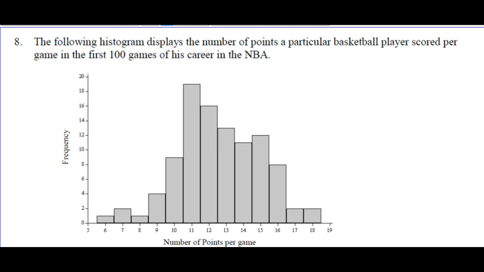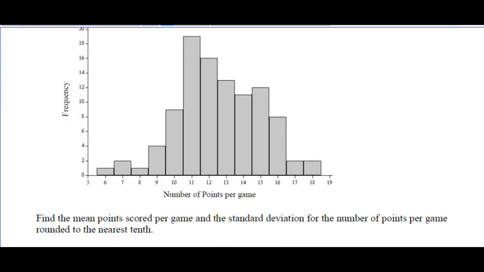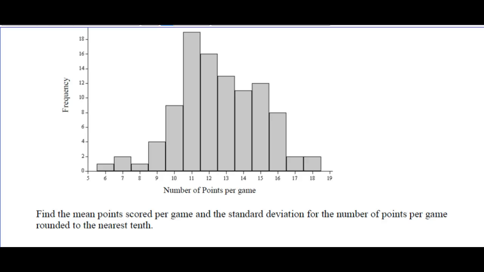Deviation from the mean. The following histogram displays the number of points a particular basketball player scored per game in the first 100 games of his career in the NBA. So I think we did this graph, right? Yeah. So this information is being presented to us as a histogram. We can translate that into a frequency chart, right? And find the mean points and the standard deviation rounded to the nearest 10th.